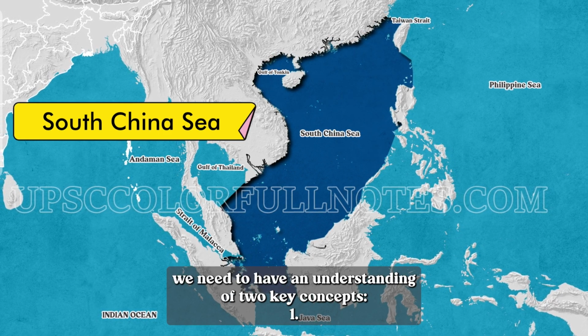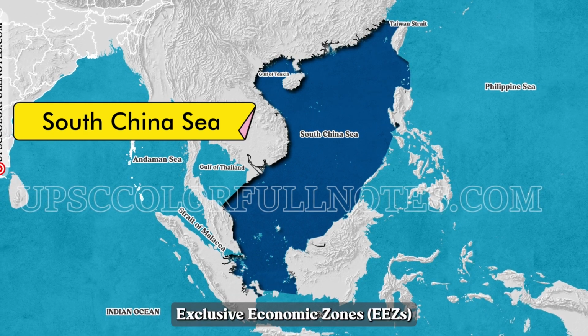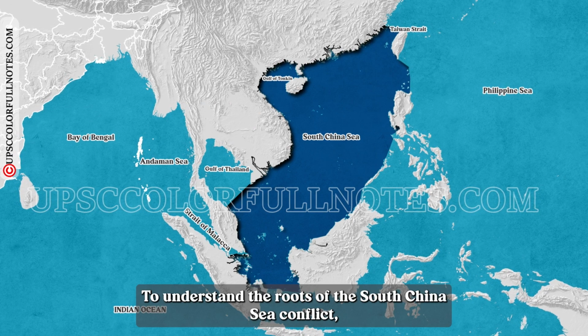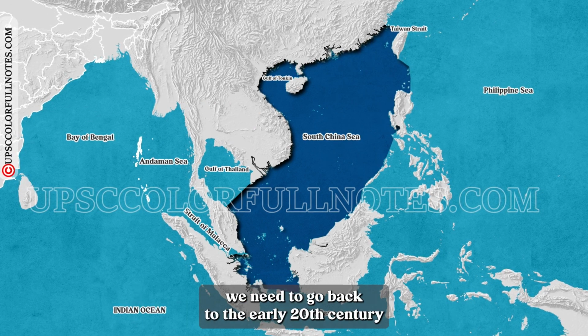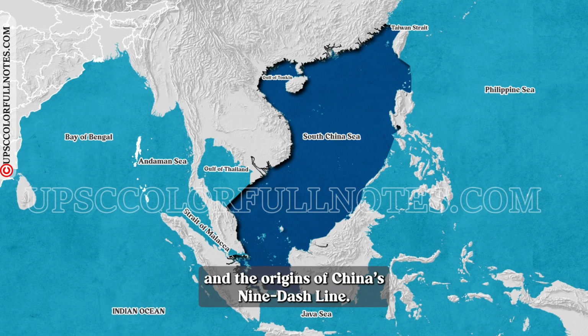To understand the root cause of this dispute, we need to have an understanding of 2 key concepts. 1. The 9-dash line. 2. Exclusive economic zones. To understand the roots of the South China Sea conflict, we need to go back to the early 20th century and the origins of China's 9-dash line.